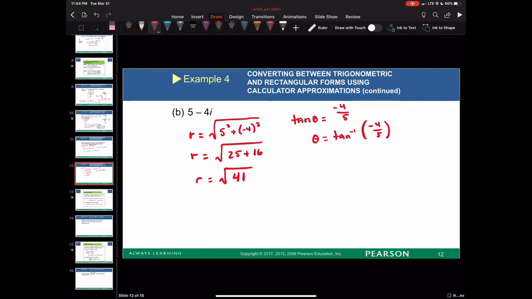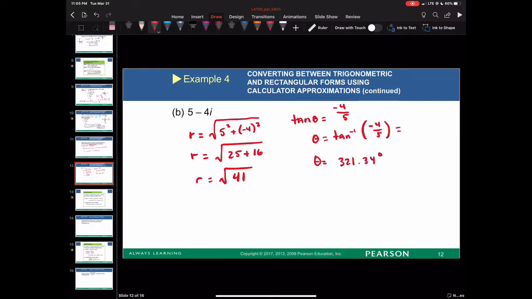Now, it's going to give you negative 38.66, but you know that we're looking for positive thetas. So if we're looking for a positive theta, all we got to do is look at the quadrant, which it should be in quadrant 4. So if it's in quadrant 4, all we got to do is add it to 360. And then it gives us what we need. So our theta in the positive would be 321.34 degrees.